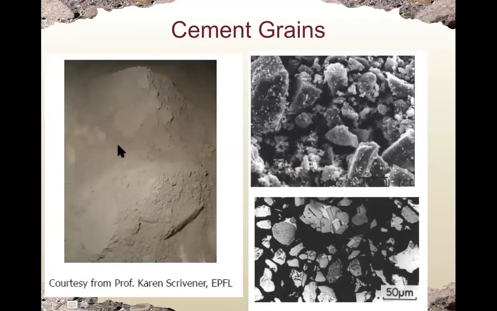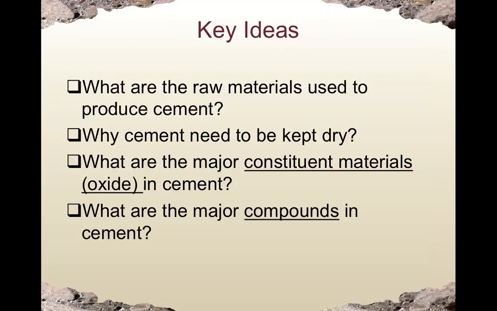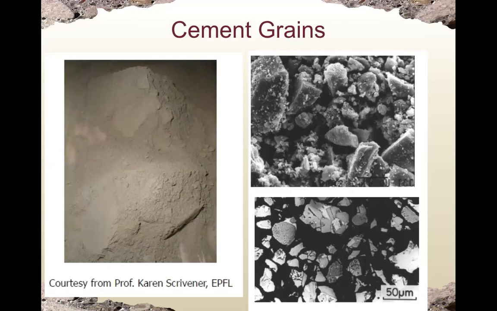Right. Here is a picture of Portland cement. Normal Portland cement has a grayish color. Using a scanning electron microscope, where the scale here is around 50 micrometers, we can see the cement particles are angular in shape. The average size of cement particles is around 10 to 20 micrometers.